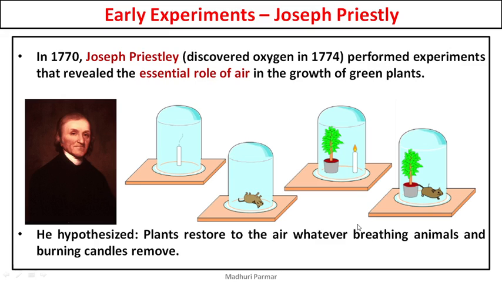With this, he concluded that the plants restore to the air whatever breathing animals and candles remove. Okay, so he said plants are restoring something, whatever the candles and the mouse are taking in. Clear? And later on, of course, we found out that this was nothing but oxygen. Right? So in photosynthesis, we all know oxygen is released. So this oxygen is coming from no one else but the plants and the leaves themselves.